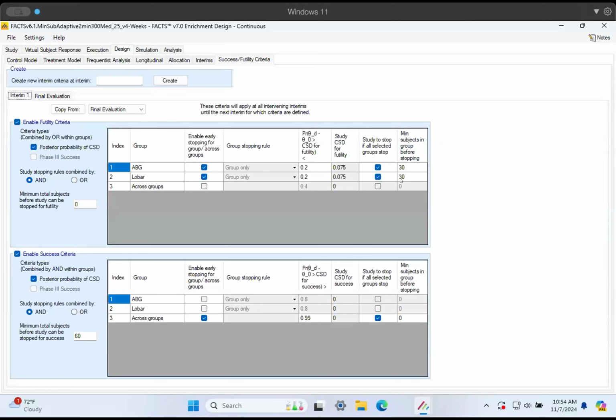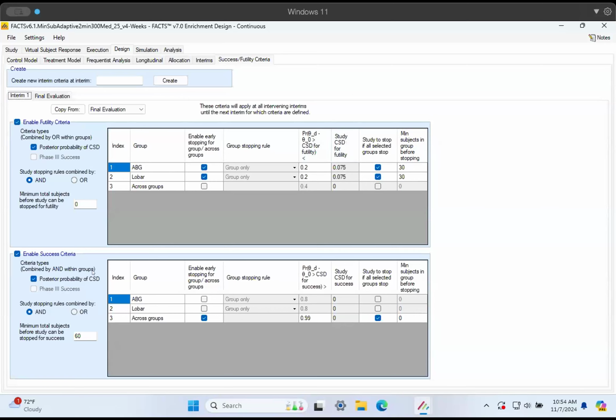And again, we've got this minimum number of subjects that we need to reach their final observations before we allow the subgroup to stop for futility. So 30 and 30. So that's the enrichment piece, the trial futility piece.